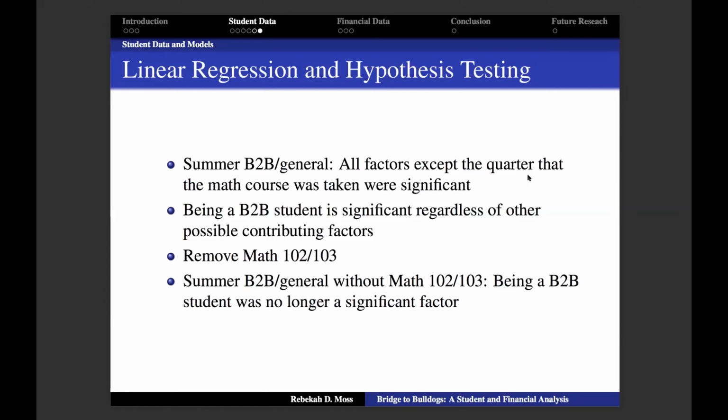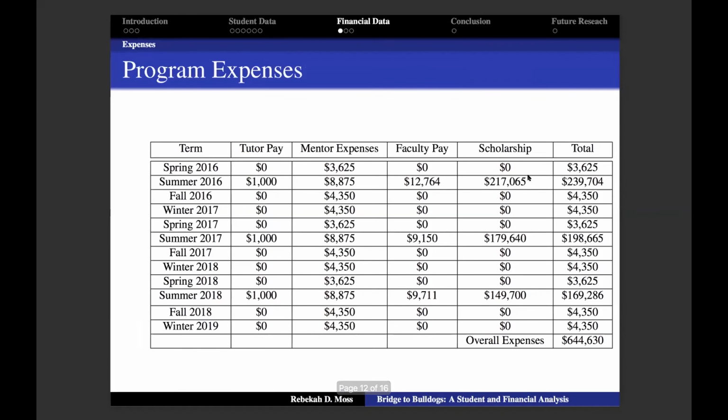So then after looking at the student data, we wanted to also look at the financial data of the program because we wanted to see if the university was benefiting financially from the program. So during the spring and summer quarters, 5 mentors are hired, and in the summer, the mentors also receive housing and a declining balance. So we listed this as mentor expenses.